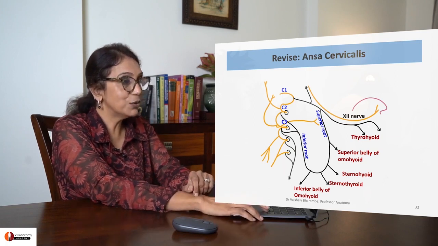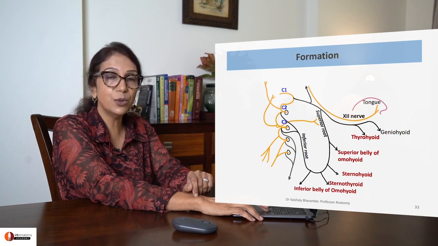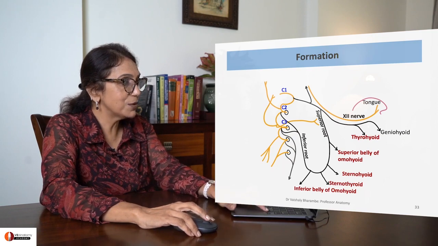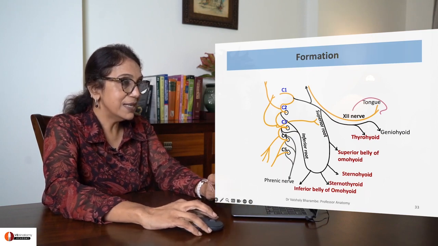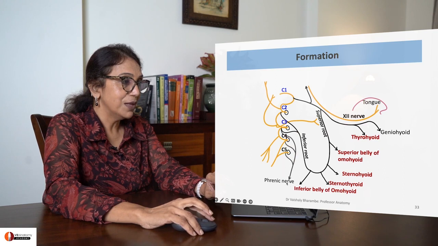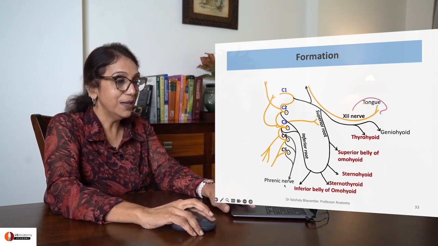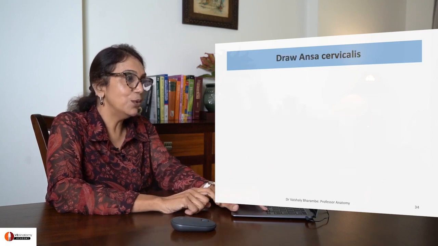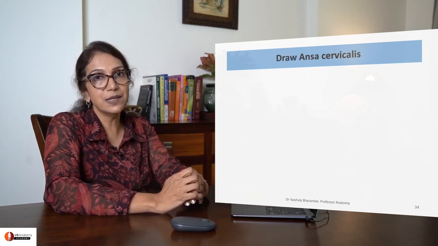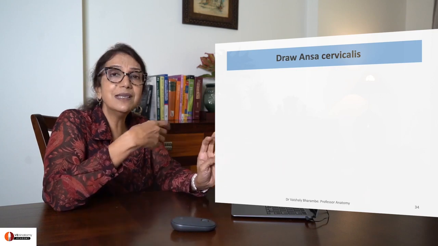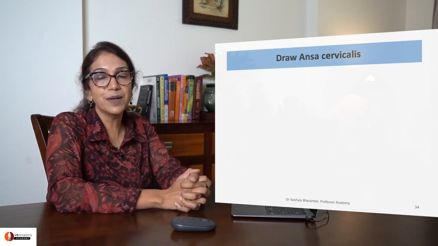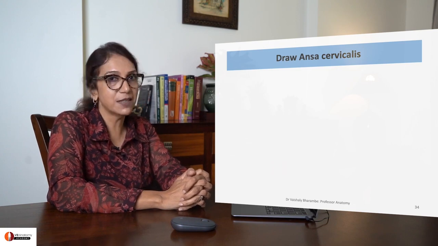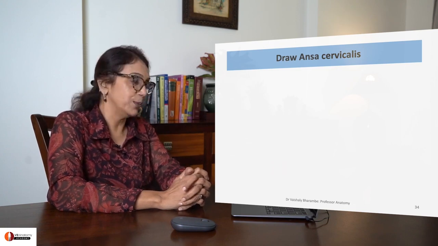Also, we are seeing leftover C1 supplying geniohyoid. And just for your information, you can see fibers coming from C3, C4 and C5 uniting to form the phrenic nerve. Okay? Alright, you can remember that information or you may not. We'll now go on to draw the Ansa cervicalis. You'll be surprised how easily you remember this information. Are you ready, dear students? Come on, get your drawing pencils out and we will start a diagram. Okay? Sure.